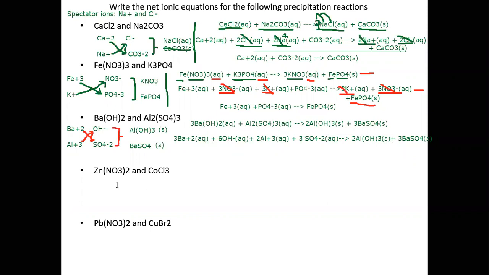Now we go to the fourth example. We have zinc nitrate and cobalt 3 chloride. So we want to break this apart. Then we're going to switch the cations to get 2 new products. Now notice when I write the formulas, they're written correctly.